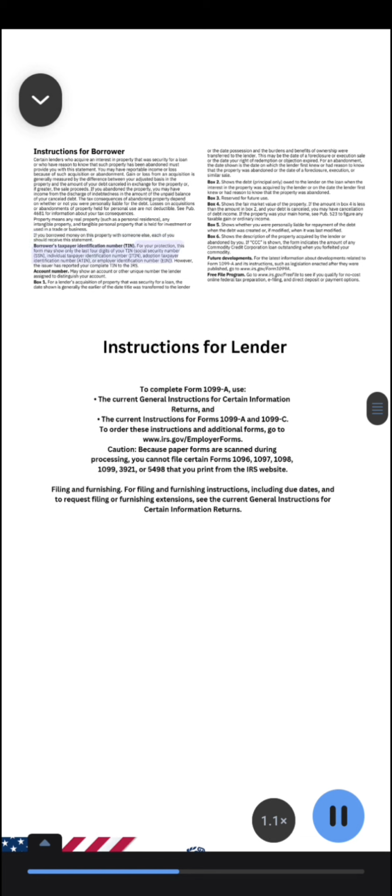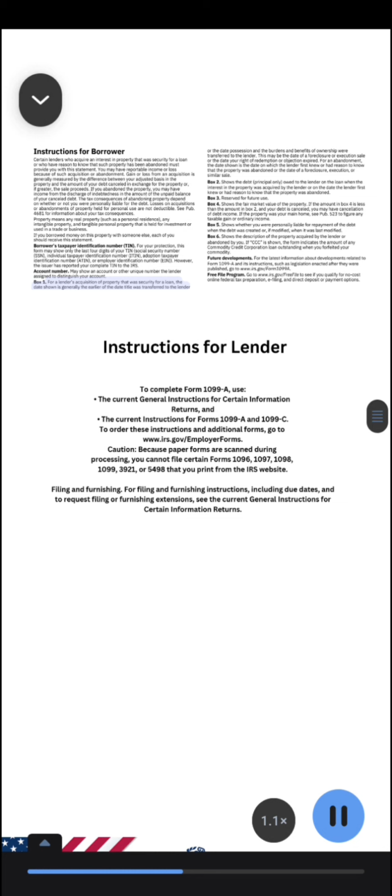Borrower's Taxpayer Identification Number (TIN). For your protection, this form may show only the last 4 digits of your TIN, Social Security Number (SSN), Individual Taxpayer Identification Number (ITIN), Adoption Taxpayer Identification Number (ATIN), or Employer Identification Number (EIN). However, the issuer has reported your complete TIN to the IRS. Account number may show an account or other unique number the lender assigned to distinguish your account.